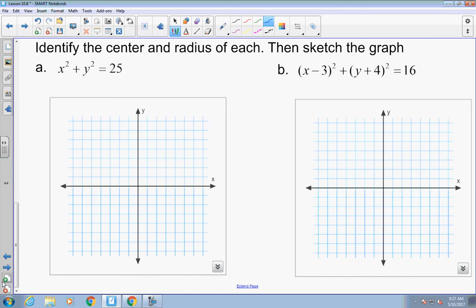Now, this one, I'm going to give you the equation, and you are going to tell me the center and the radius, and then graph it. Looking at this right here, what's my center going to be? It's going to be at the origin. And what's my radius going to be? Radius is going to be 5, because you've got to take the square root of that constant. So I'm at the origin, and from there I go 1, 2, 3, 4, 5 in every direction. And then I can attempt to draw my circle. Not a very good circle drawer.